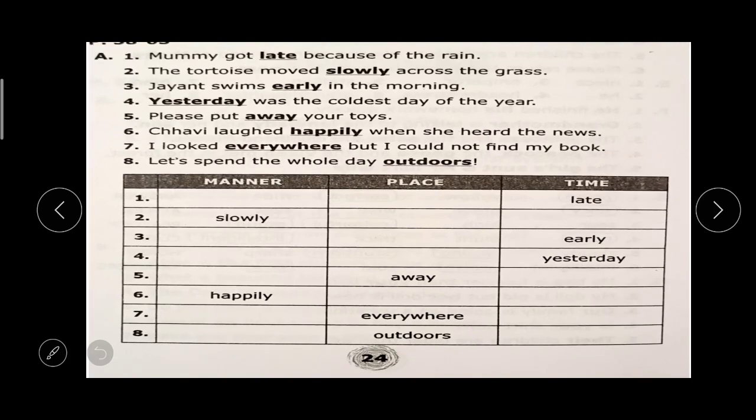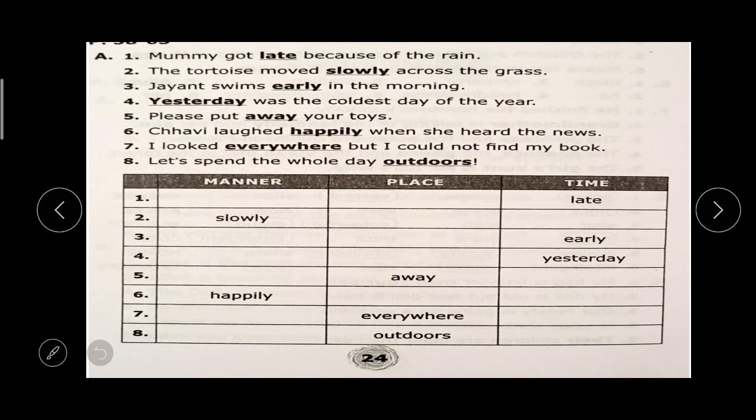So in the first sentence the adverb is late, and here it is adverb of time. Then in number 2 the adverb is slowly, and it is the adverbs of manner. Then in number 3 the adverb is early, which is adverb of time. The number 4, here the adverb is yesterday, which is adverb of time again. Then in number 5 the adverb is away, which is adverb of place.